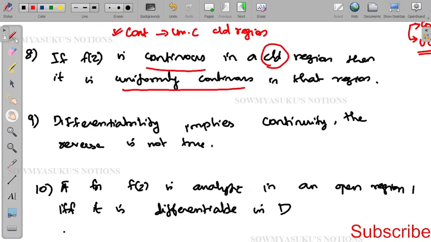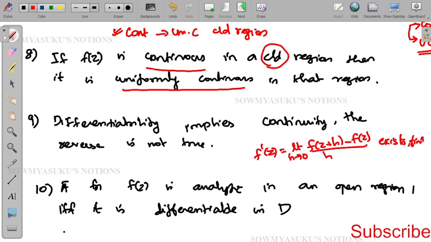Then the ninth one, differentiability implies continuity. Differentiability means f dash of z is equal to the limit as h tends to 0 of f(z plus h) minus f(z), divided by h, exists and is finite. So differentiability implies continuity, but the reverse is not true.